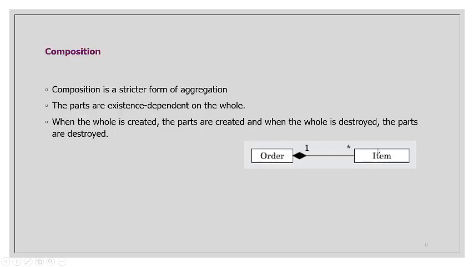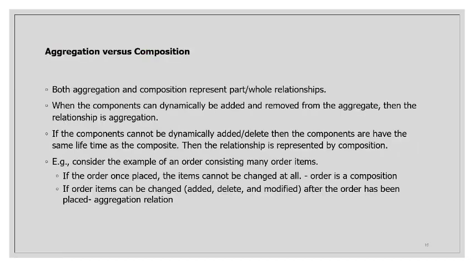So in this case, we cannot add a single item, because it is a composition. We have to add all the items at a time, and we have to make the order ID. When the components can dynamically be added and removed from an aggregate, then the relationship is aggregation. If the components cannot be dynamically added or deleted, then this relationship is called the composite relationship.